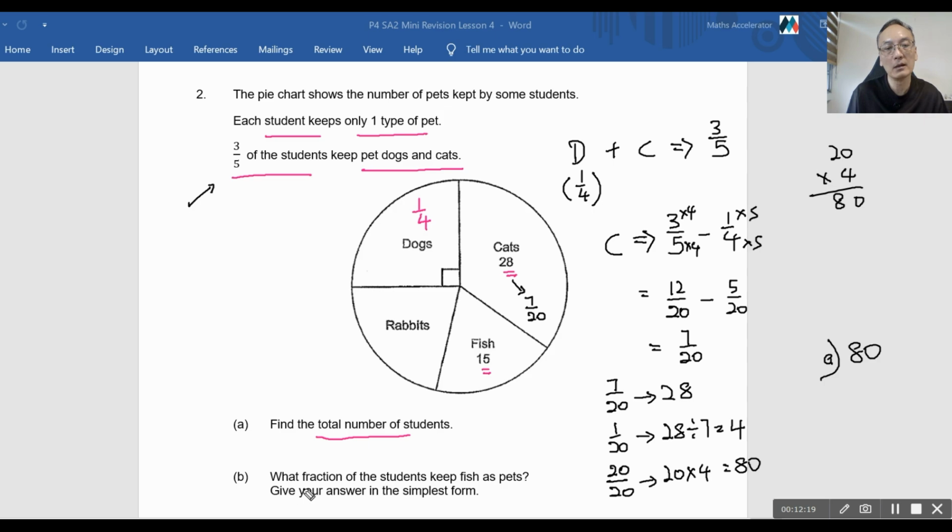Part B. What fraction of the students keep fish as pets? So we know that 15 students keep fish as pets. So in part B, what we need to do is form the fraction. So what is the fraction? Fraction is fish over the total. Pupils who keep fish is 15. The total we just found out is 80.